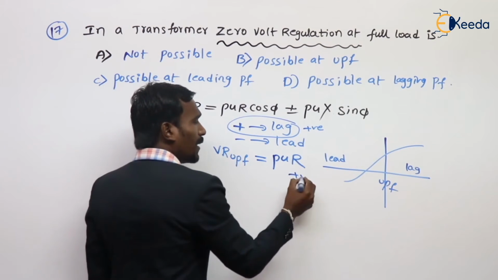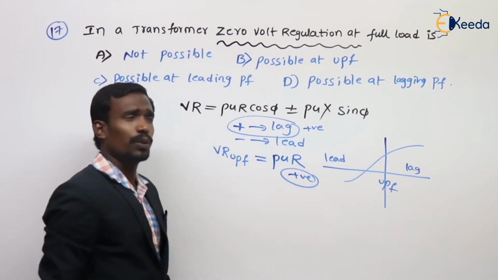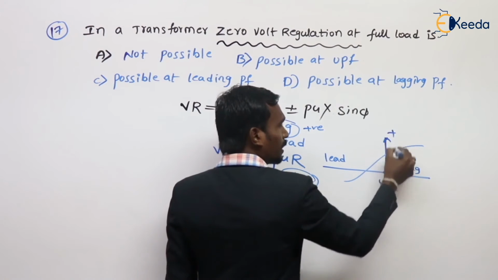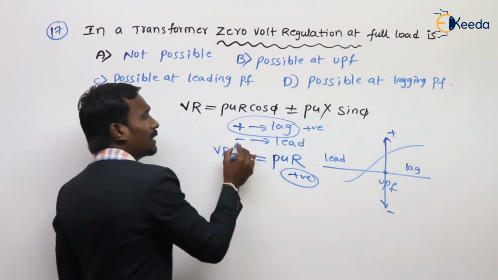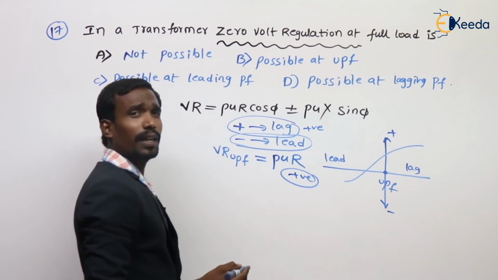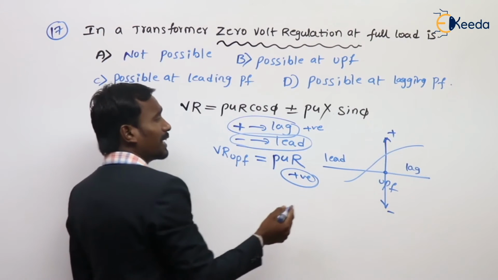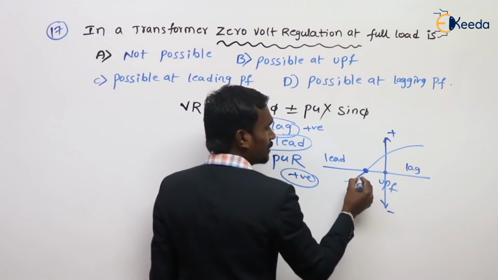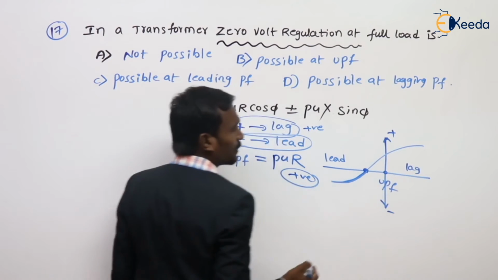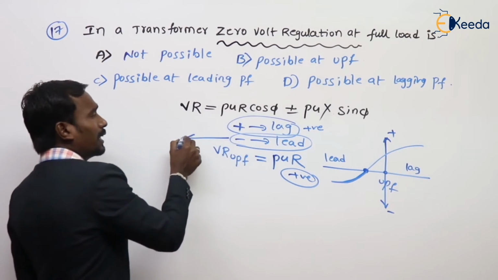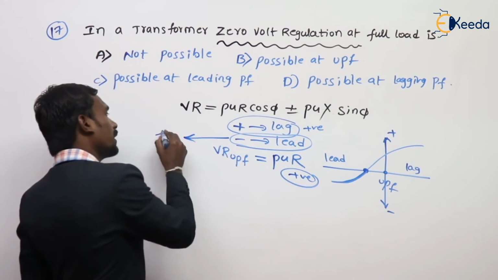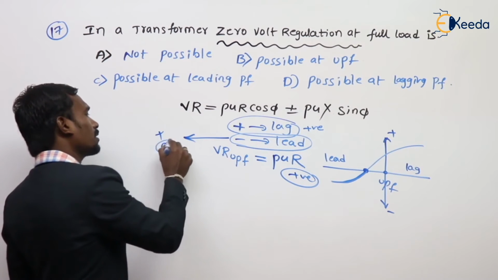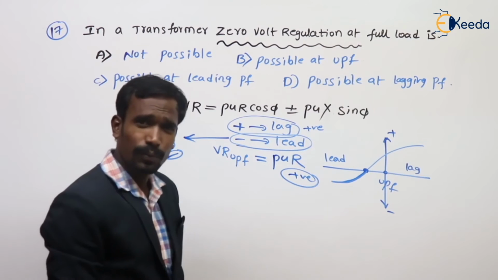At unity power factor also, voltage regulation is positive only. Up to here, positive only. But in leading load, voltage regulation is sometimes positive, then zero, and then negative. Nothing but, in leading load, positive regulation is possible, zero regulation is possible, and negative regulation is also possible.